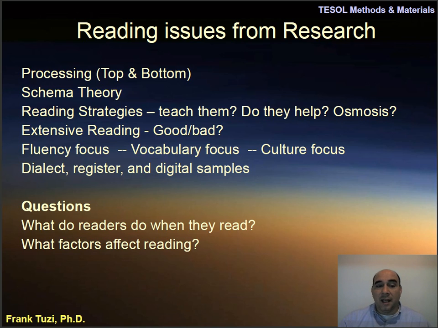Top-down processing is basically looking at the whole and trying to see what's going on and then trying to delve into the details. Bottom-up processing is looking at all the details and trying to build up to the whole. So both of these processes are important. So when we teach reading, we should encourage students to learn the skills for both top-down processing and bottom-up processing.